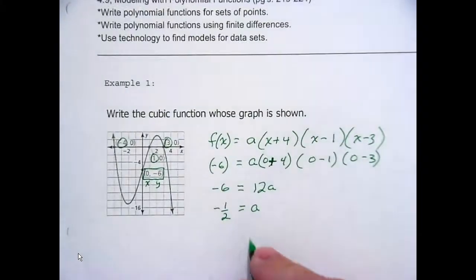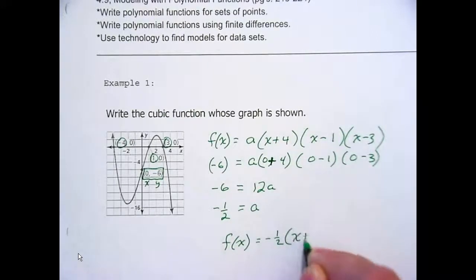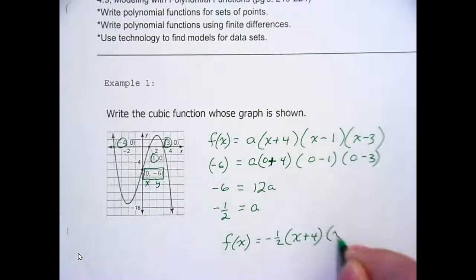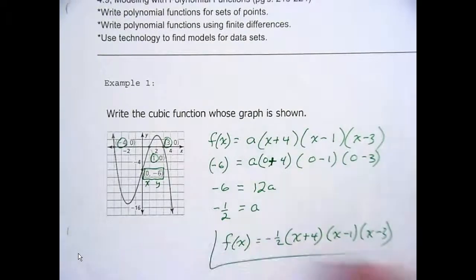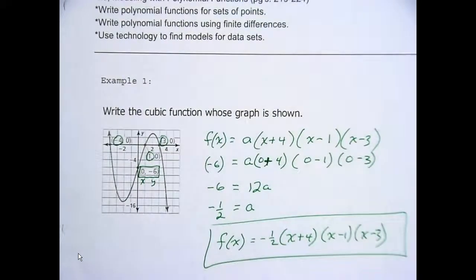And then it's as simple as just writing the function. F of x equals -1/2 times x plus 4 times x minus 1 times x minus 3. You are now all done. Yes, it's okay to leave it in that form. You can leave it in factored form.